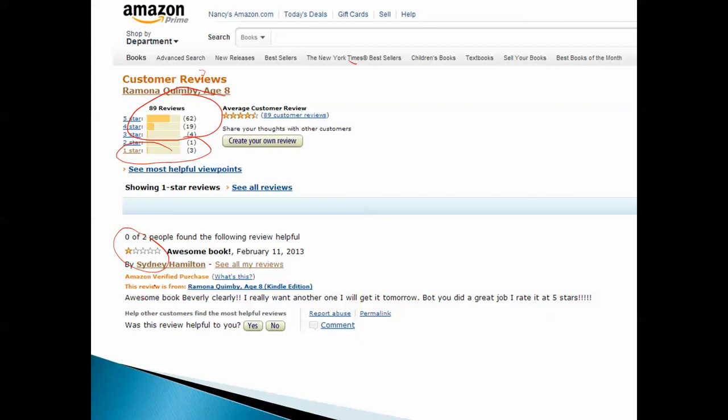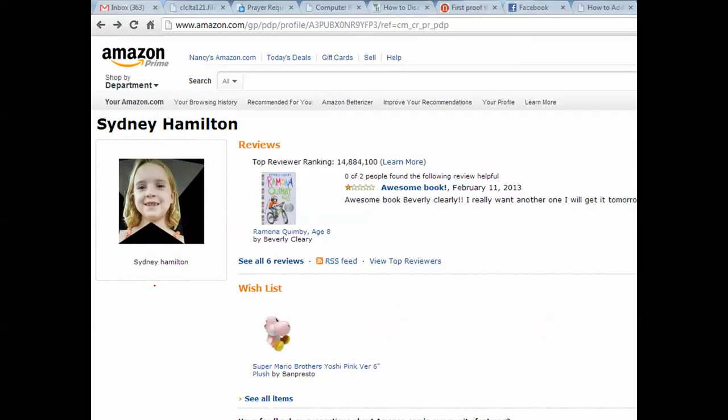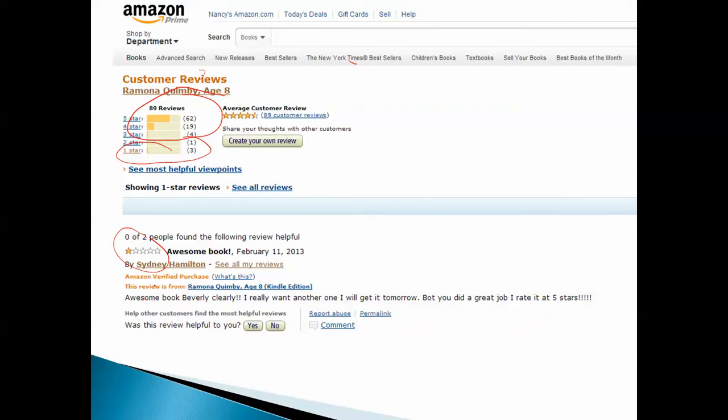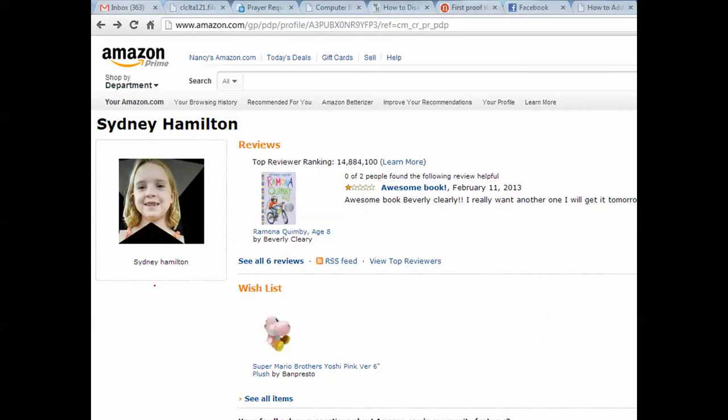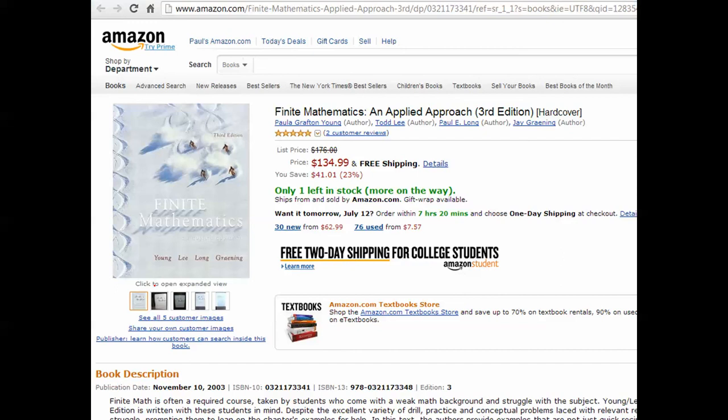But when you look at the person who rated this book, Sydney Hamilton, you realize why she may have made the mistake. Maybe she thought she gave it 5 stars, but she really gave it 1 star. So again, you always need to ask the question, do the people rating the book really know what they're talking about? One more example, "Finite Mathematics and Applied Approach."